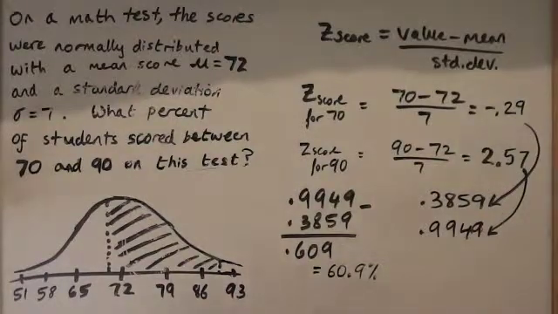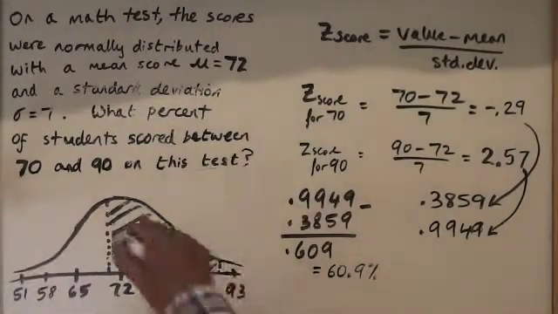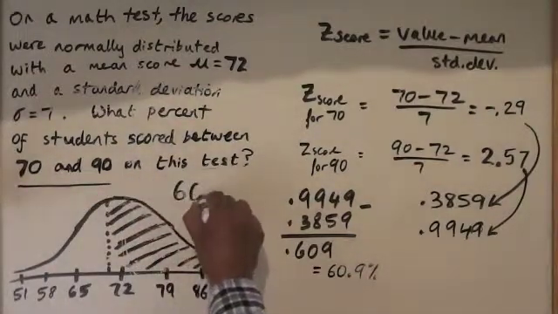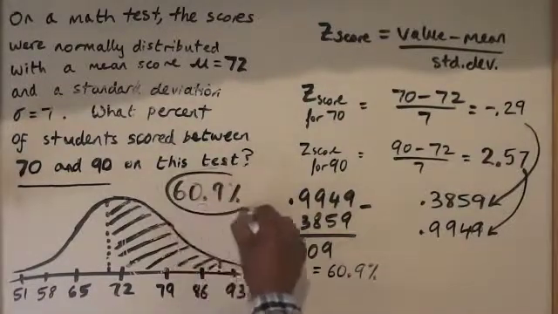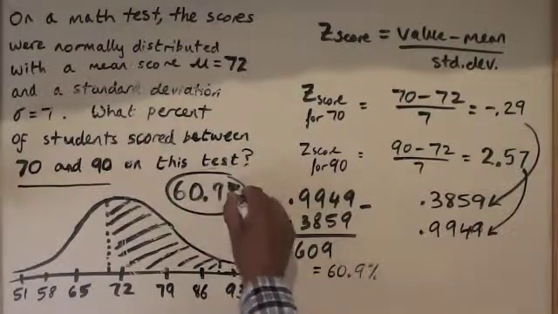And so the answer to our problem, what percent score between 70 and 90? Well, 60.9%. Or close to 61%.